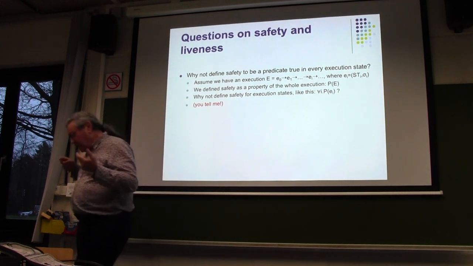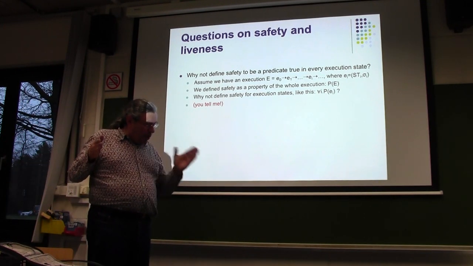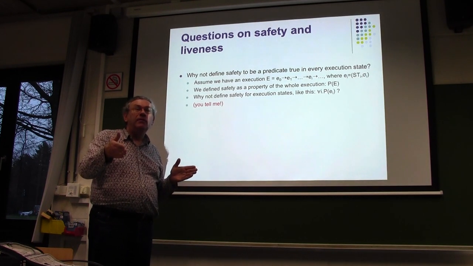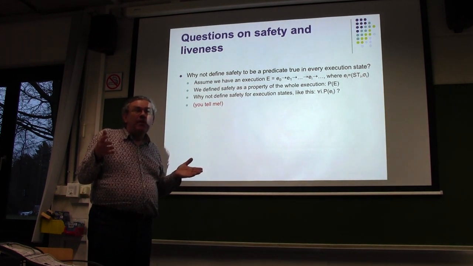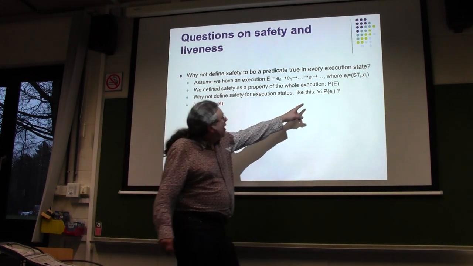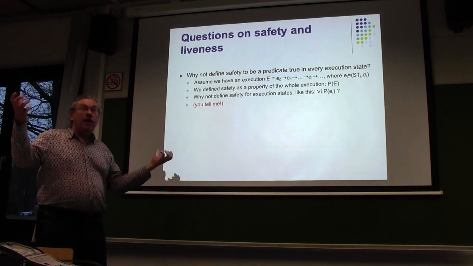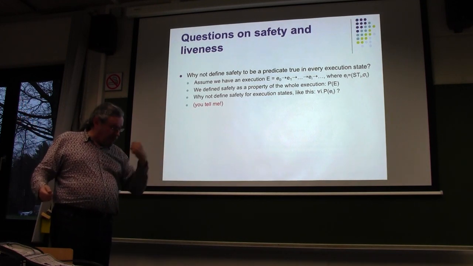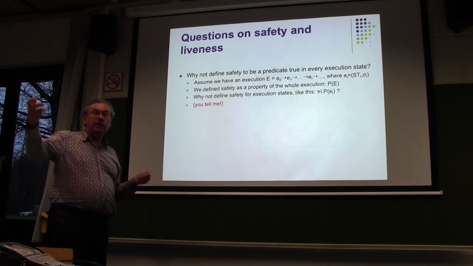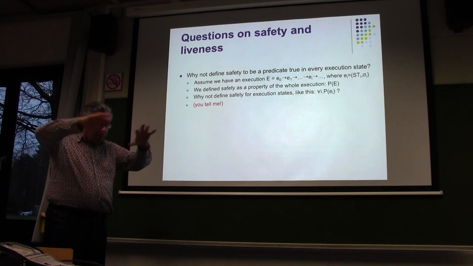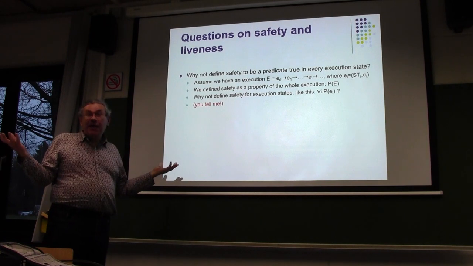So the property would be: for every request there is exactly one reply. Would that be a safety property? Something like that. But that's actually an example where you cannot represent it like this, because you're comparing two different execution states. When I make the request in one execution state, there has to be one reply in a later execution state. So the property is a property of those two execution states. If I look at each one individually, I cannot determine it.